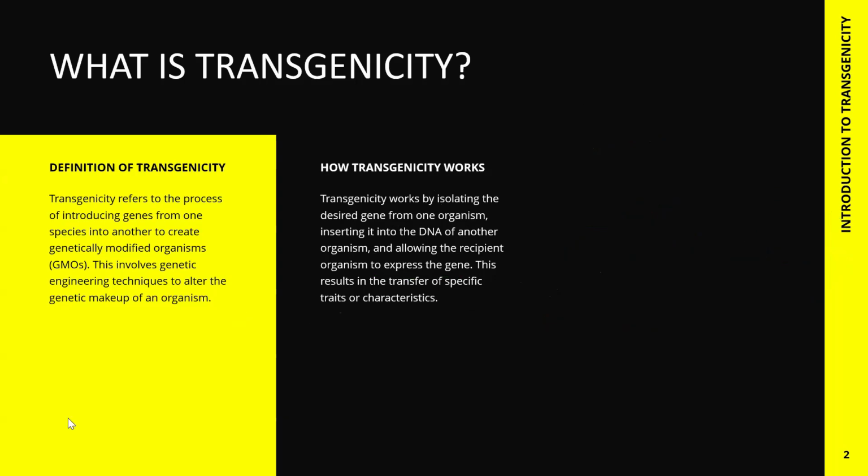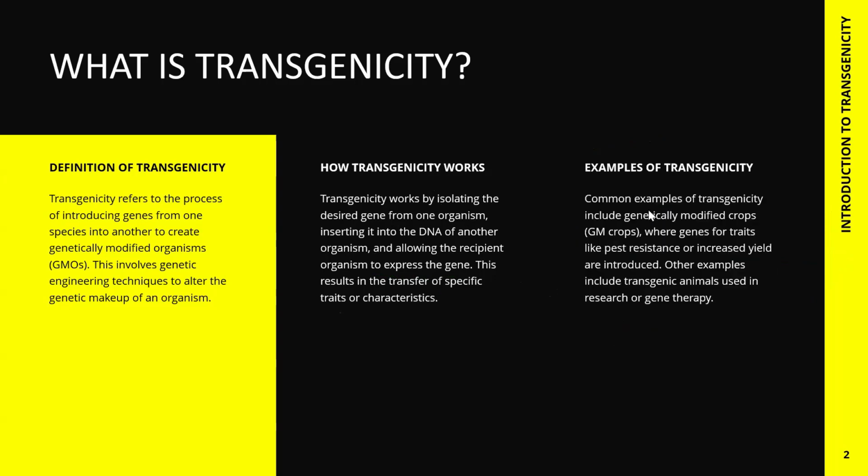And then the examples of transgenicity. Common examples of transgenicity include genetically modified crops where genes for traits like pest resistance or increased yield are introduced. Other examples include transgenic animals used in research or gene therapy.